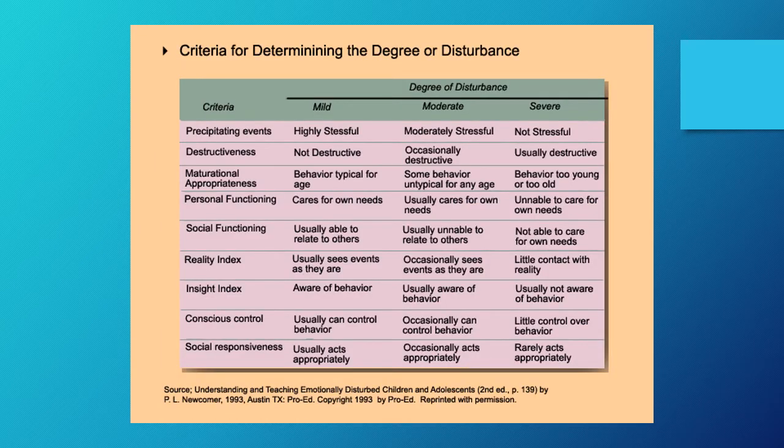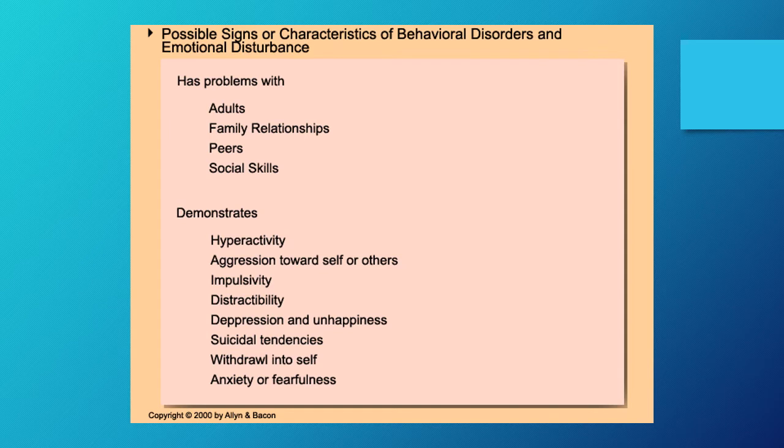We have another example in which we are classifying the degree of severity of the symptomology of the individual having EBD. It can help in understanding and teaching emotionally disturbed children and adolescents, showing whether there is destructiveness, social functioning, reality index, insight, and conscious control or not. Here again are a few examples of possible signs or characteristics of behavioral disorders and emotional disturbance that may be a cue for identifying an individual with EBD.